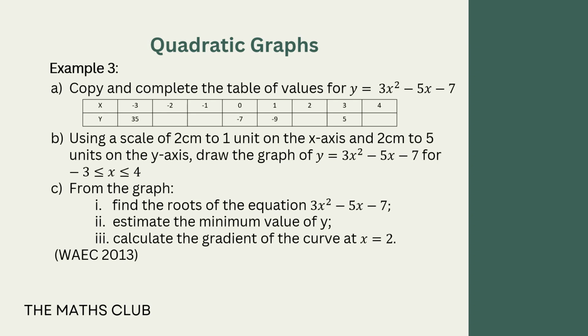Use a scale of 2 cm to 1 unit on the x-axis and 2 cm to 5 units on the y-axis. Draw the graph, and they've given us a boundary. Our boundary was between minus 3 and 4 inclusive. From the graph, find the roots of the equation, estimate the minimum value of y, calculate the gradient of the curve at x is equal to 2.